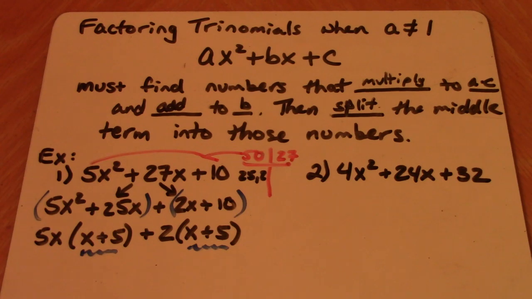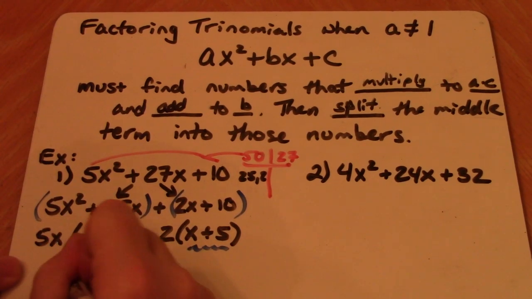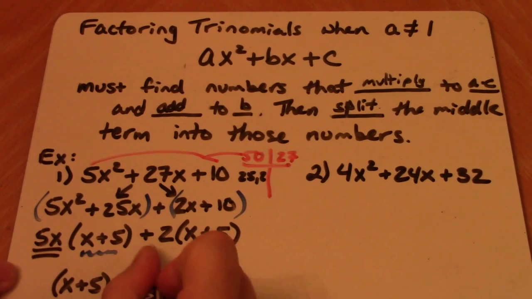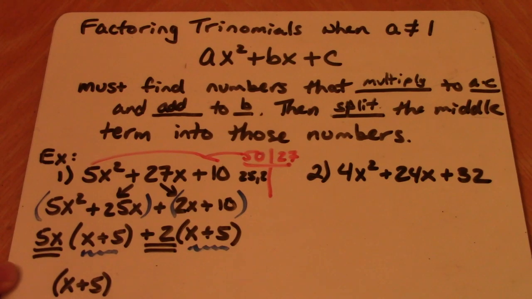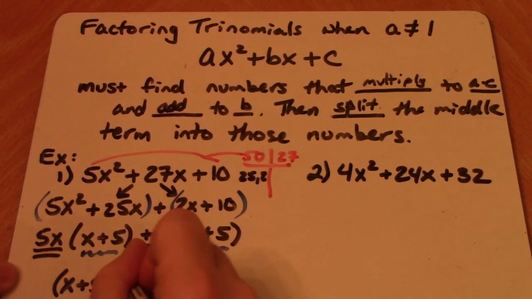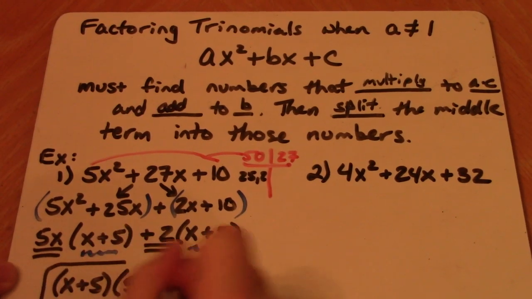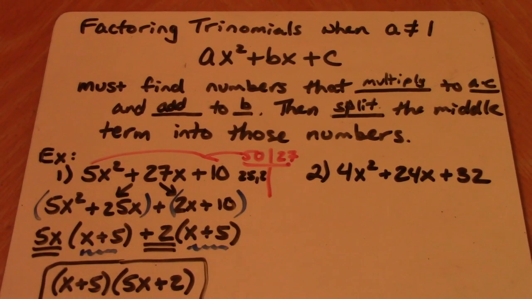That's because that is one of our two factors. So one of our two factors is x plus 5, what is inside the parentheses. The other factor is the numbers sitting in front of the parentheses, 5x plus 2. So that trinomial factors into x plus 5 times 5x plus 2.